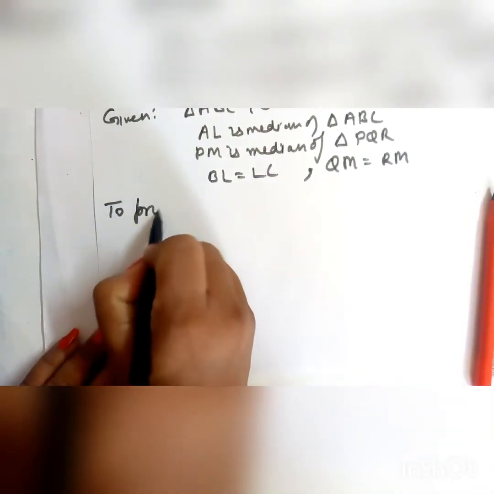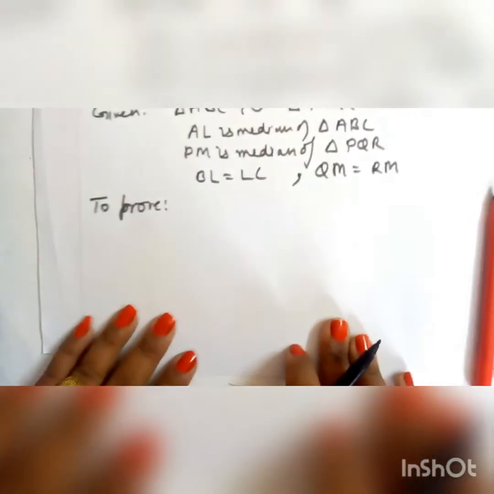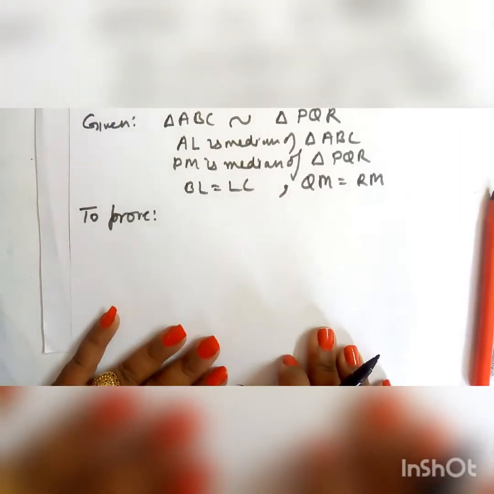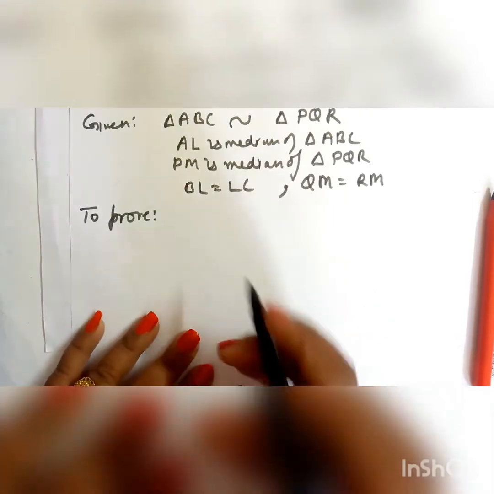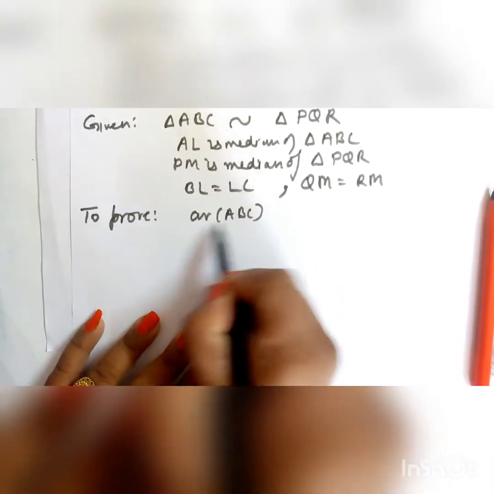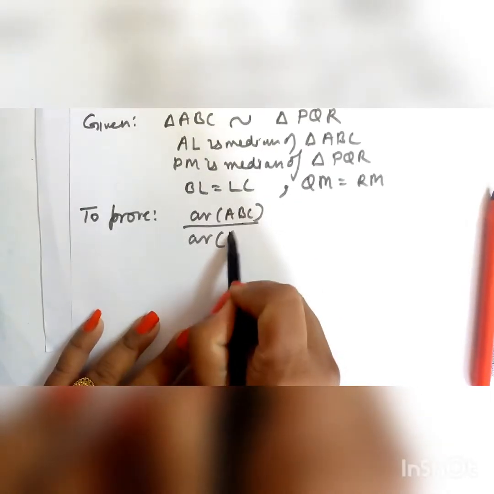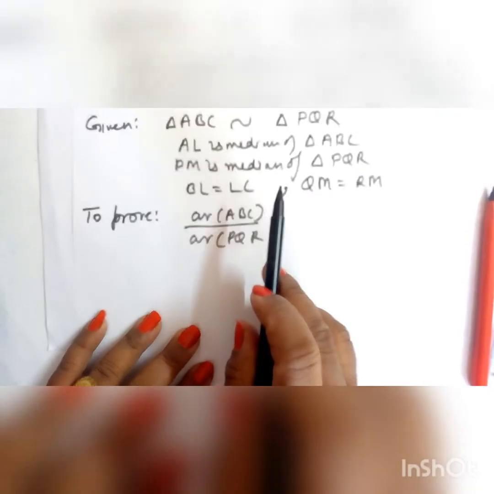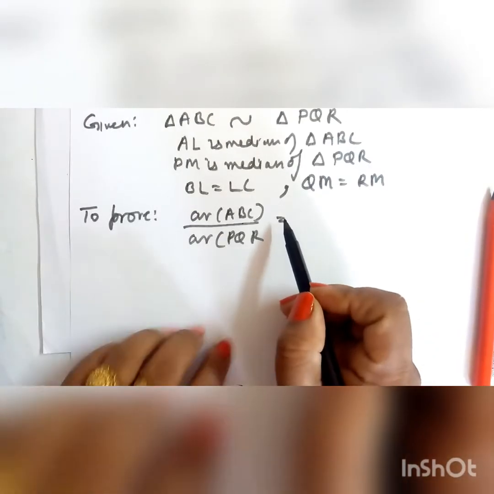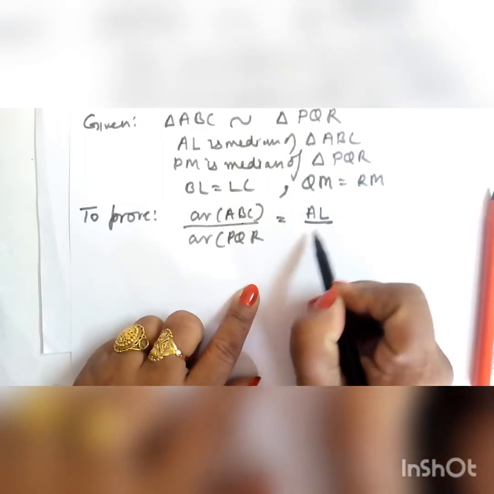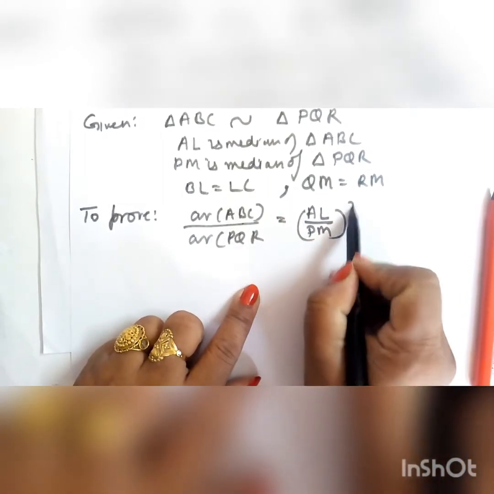That is also important, that we have to be clear what is given in the question, especially in the geometry part, and what we need to prove. So we have to prove the area of triangle ABC upon area of triangle PQR. It is given, prove that the ratio of areas of two similar triangles is equal to the square of the ratio of their medians. Means we have to prove AL upon PM whole square.